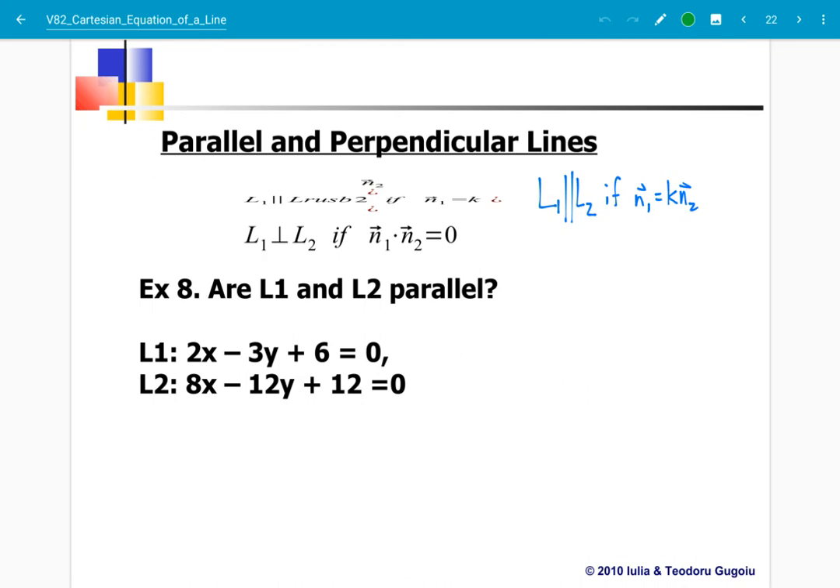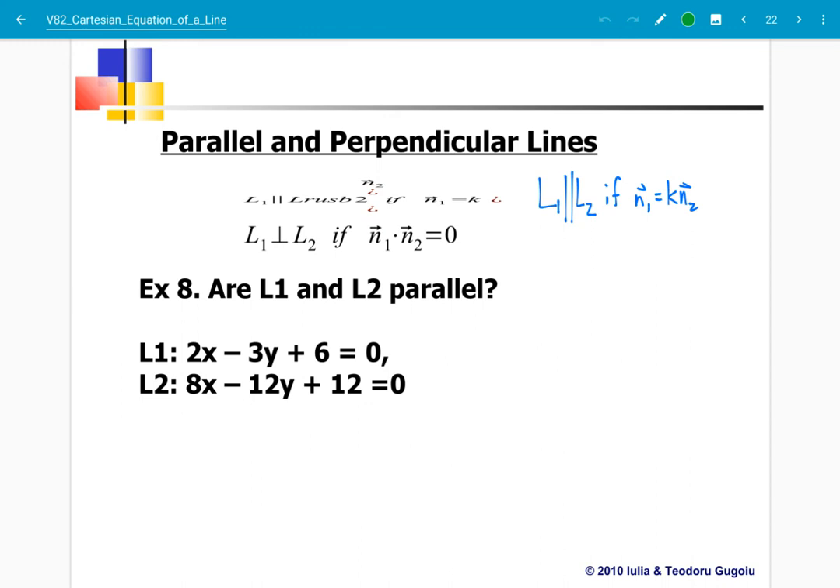Parallel and perpendicular lines. So this is an additional example, example 8. Something got garbled there, so I hand wrote it out. The two lines are parallel if the normals are scalar multiples of each other. And they're perpendicular if the normals are dotted with each other. Of course, the same can be true for the direction vectors. If they dot to give you 0, they're perpendicular, and if they're scalar multiples, they're parallel.